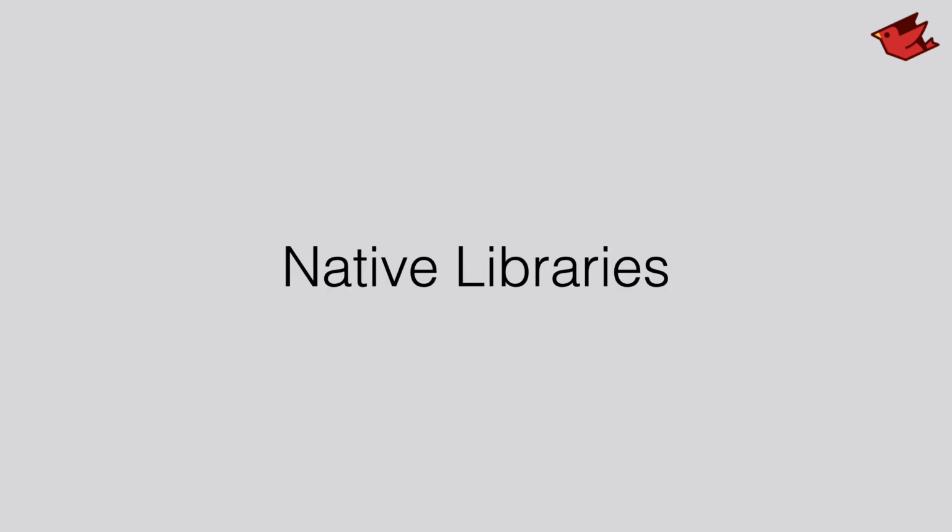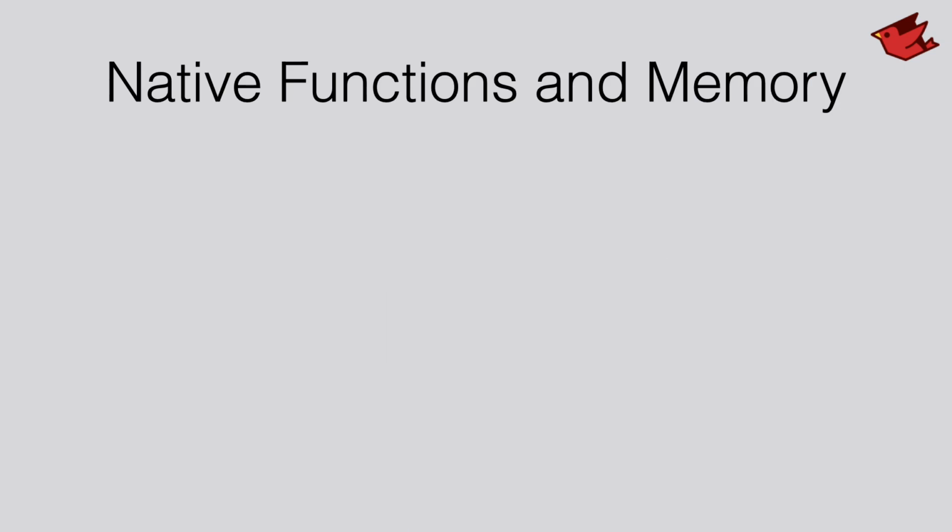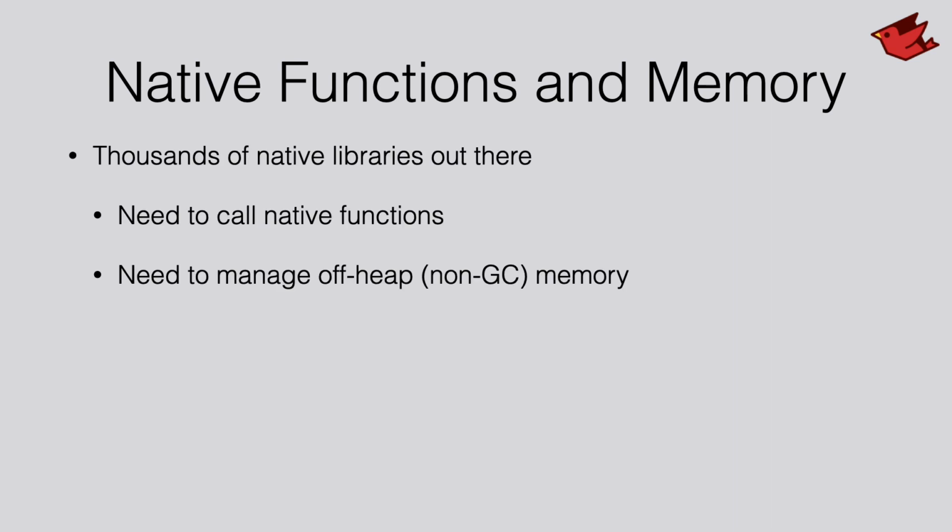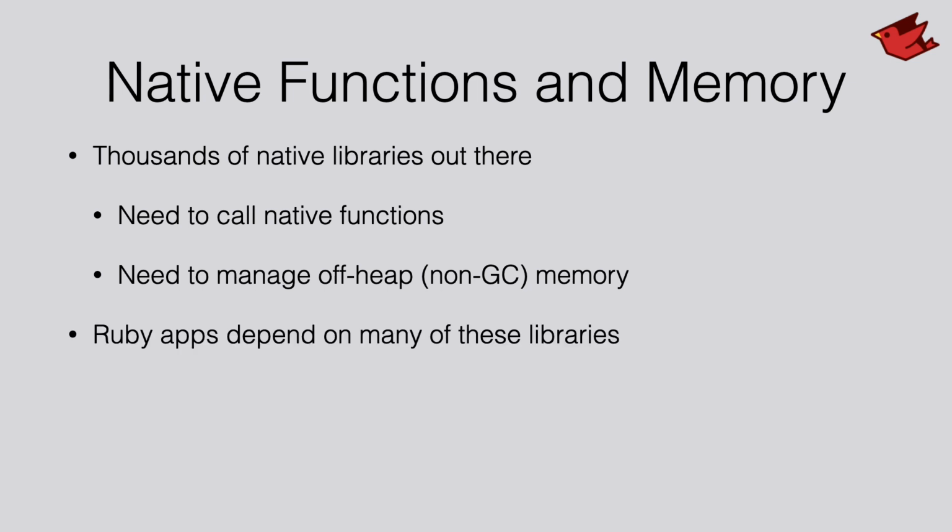So another tricky area for JRuby is native libraries. I mentioned we don't support regular Ruby's C extensions, and that limits us a bit. There's thousands of native libraries out there. Ruby developers want to be able to call those native functions, to be able to deal with native objects, native memory from those libraries. And typically, Ruby applications would use a C extension to do this. If we want to do the same, we need a different solution.